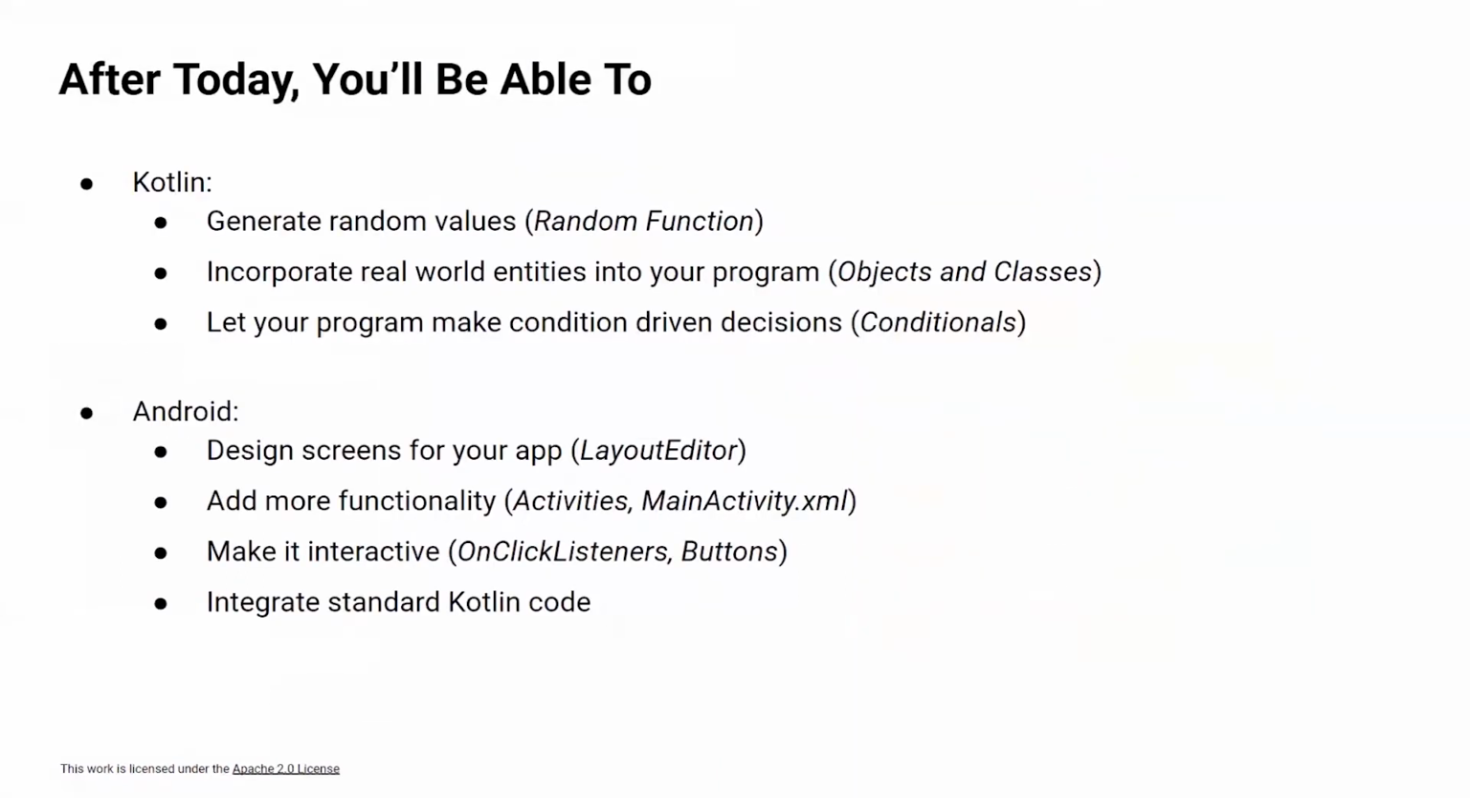Right, so after today, you'll be able to do a couple of things. With respect to Kotlin, you'll be able to generate random values. Like I mentioned just now, for the dice roller app, whenever you press roll, you'll get a random value. So there is some amount of randomness involved. So to achieve that, you will have to learn certain things, and that's one of the things you'll be taking away. Another thing, and this is one of the more interesting concepts out there, is you'll be able to incorporate real world entities into your program.